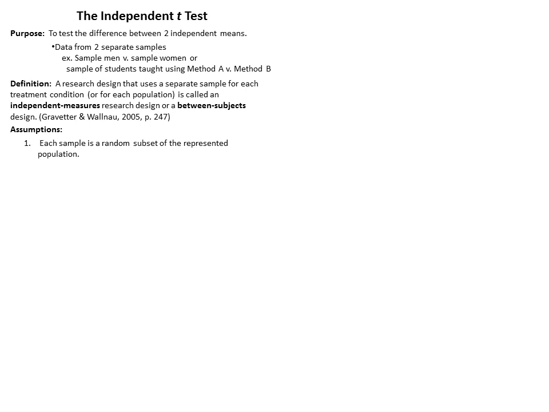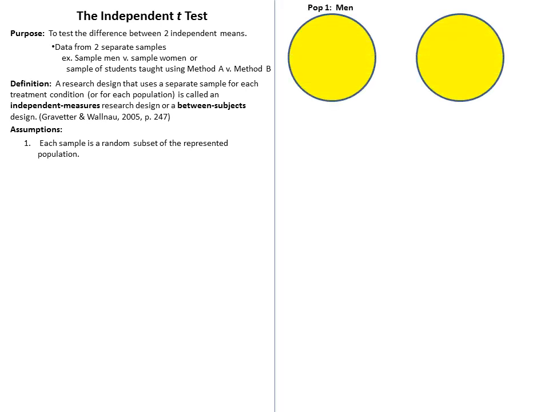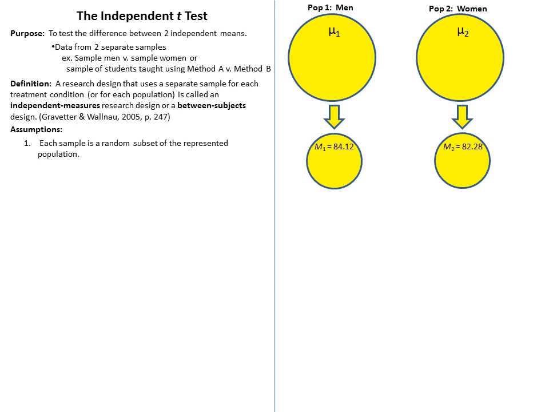The assumptions, the first one is that each sample is a random subset of the represented population. So what that looks like is, for instance, if I have a population of men and women, each of those would have a mean, but because they're so large, it would be almost impossible to actually calculate the mean of these populations. So we would take random samples from each population, and those are nice to work with, and we could actually calculate the means.